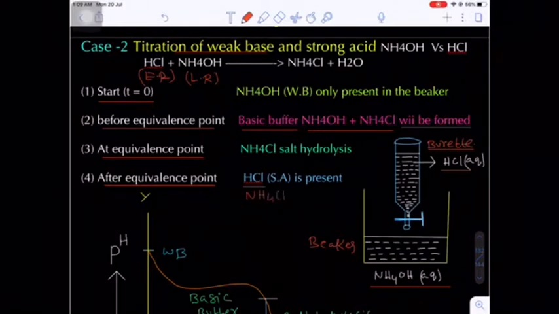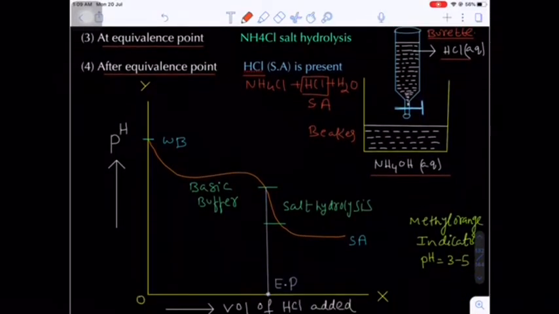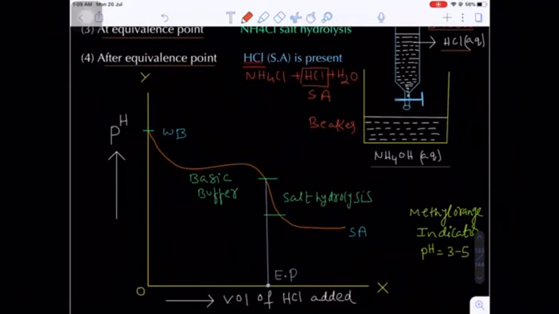So what is in the solution? NH4Cl salt will be present, and along with the salt hydrochloric acid is also present. So two components, ammonium chloride and hydrochloric acid, and also water. Out of these 3 components, hydrochloric acid is a strong acid. That's why the pH of the solution is determined with the help of hydrochloric acid. Are you getting my point?